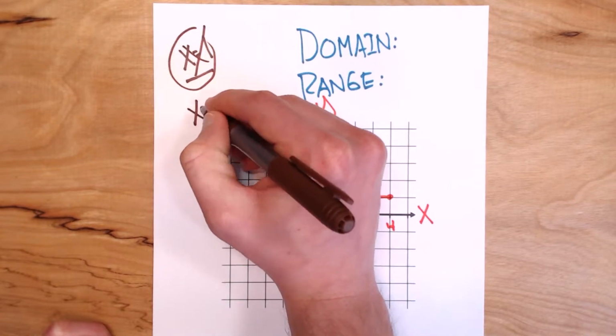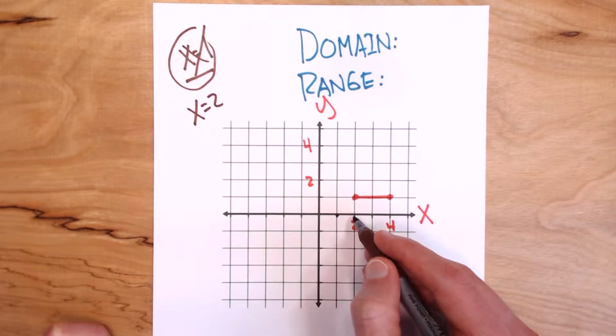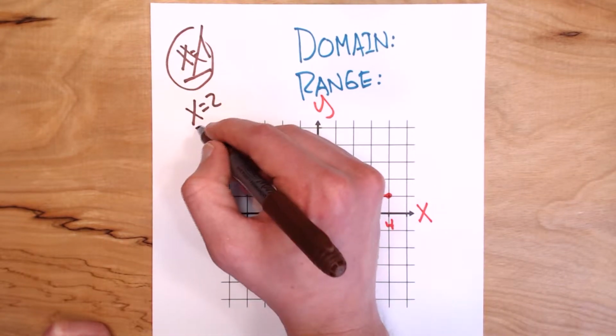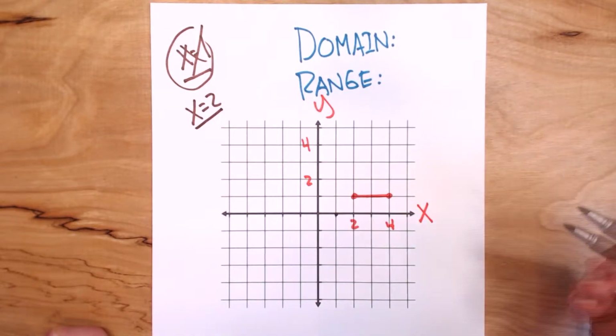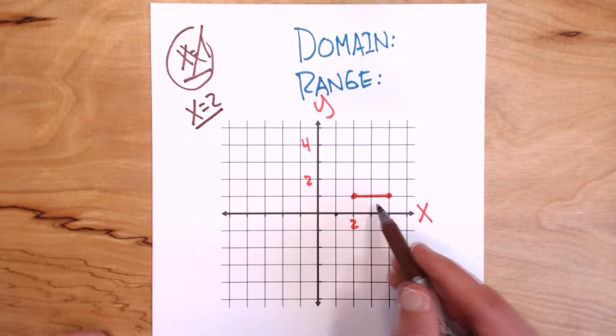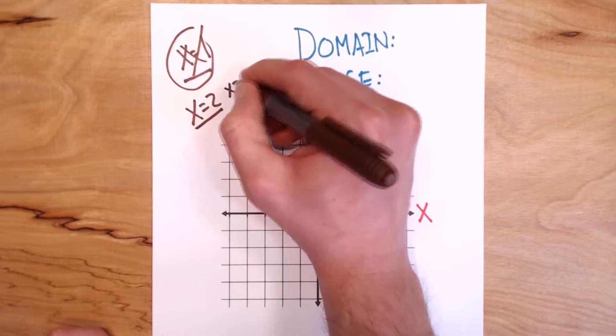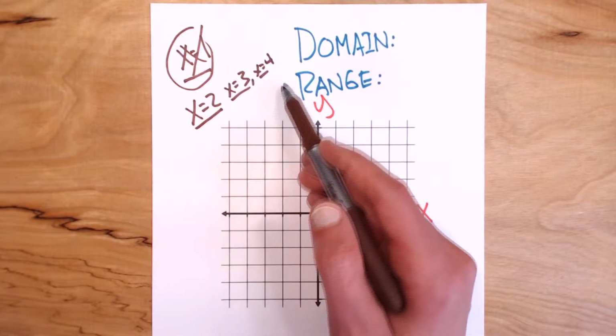What about x equals 2? If I plug in x equals 2, here's x equals 2, and if we look up, our function is defined here. So x equals 2 is part of our domain. What else is part of our domain? If we look, x equals 3 is part of our domain, and x equals 4. So these are all part of our domain.